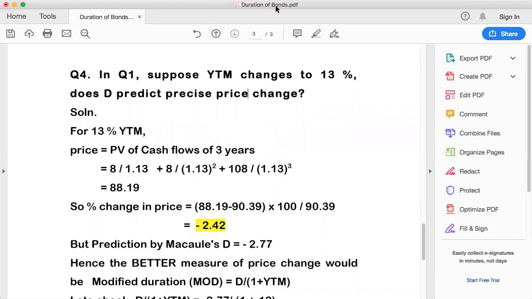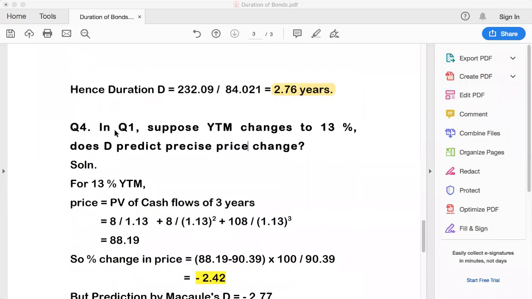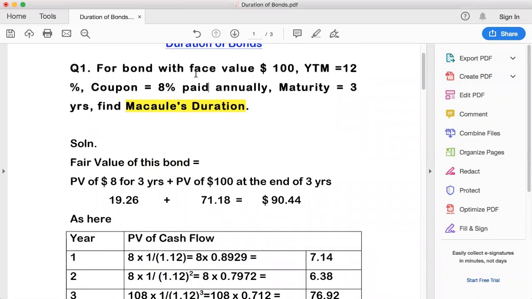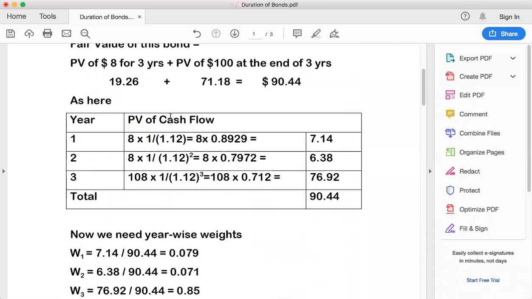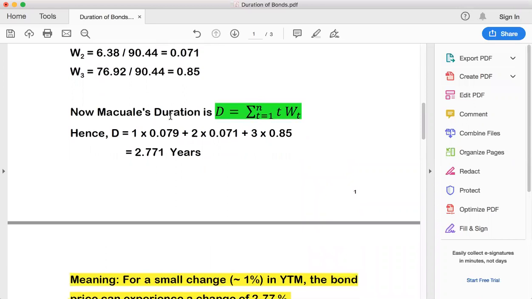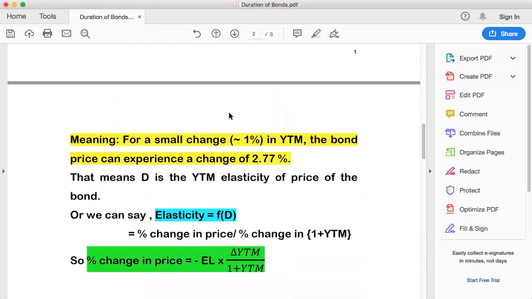So the problem statement here is in question 1. You remember question 1? Let me go back to question 1. So this was our question 1 that we solved. So there was this bond with a face value of 100, YTM 12, coupon 8, paid annually, maturity 3, and we found the Macaulay duration, summing up the weights, and which was 2.77.